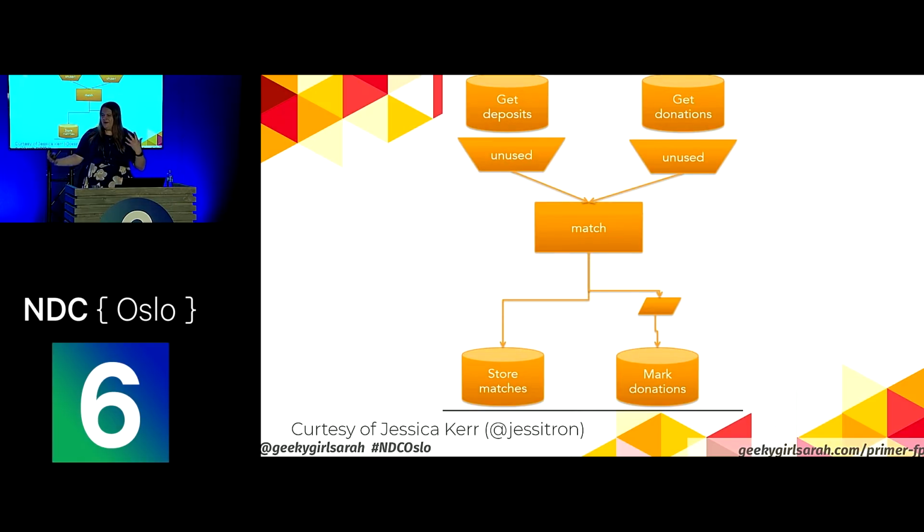But we can restructure it a little bit differently and say, okay, we have all these deposits and all these donations. We can filter by which ones have been unused or not tracked yet. And then put them together with a matching function. The unused and the matching functions could both be pure functions because they would work the same every time. And then from there, you could match these things up and store them in a database, and then mark them in another database, perhaps.